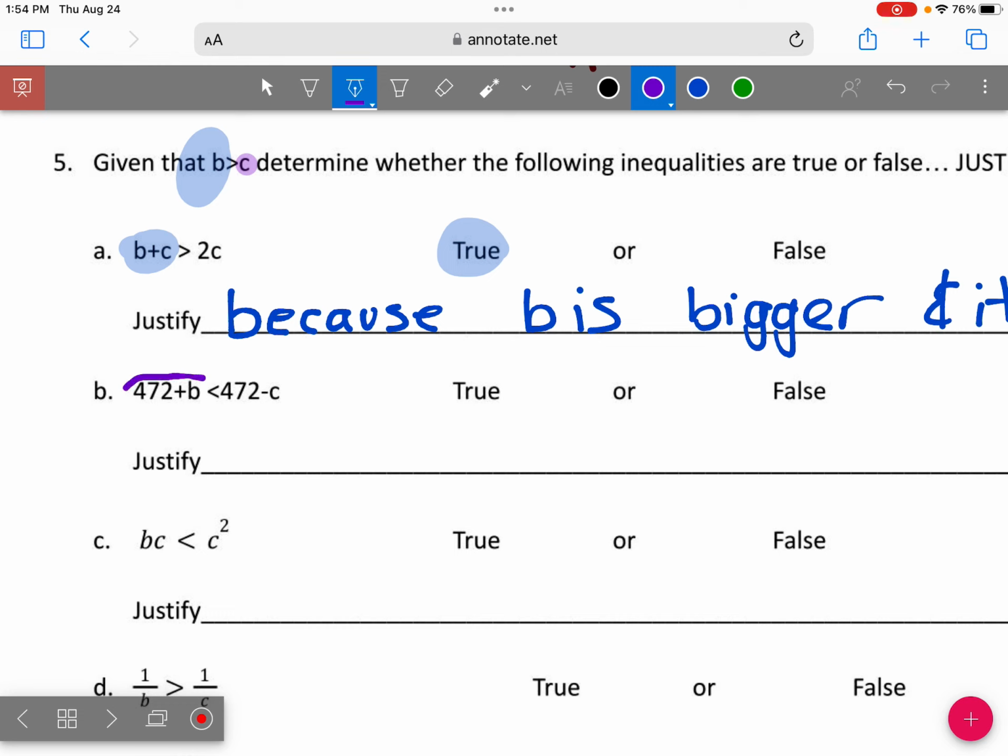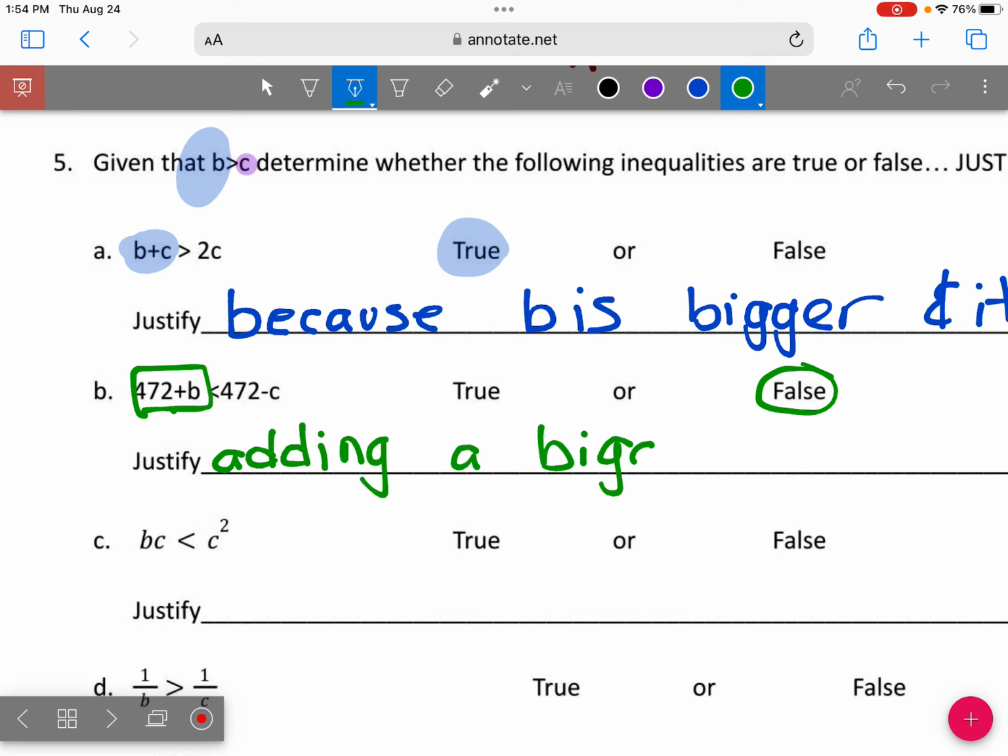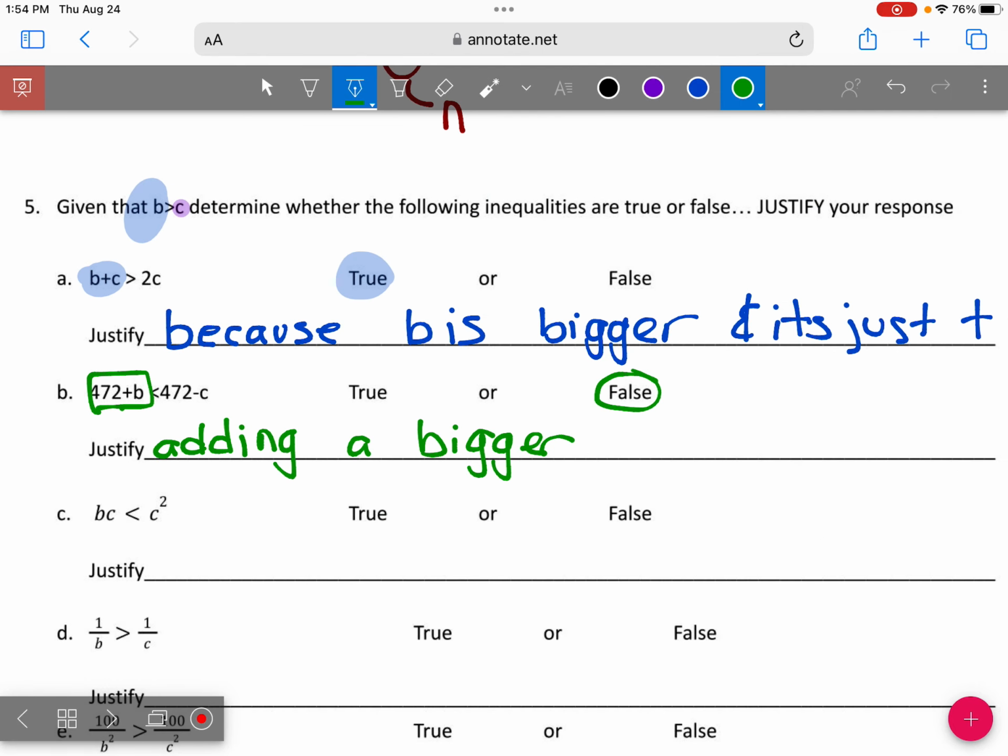I have 472 plus B versus 472 minus C. Which one's going to be bigger? The plus. This side's going to be bigger. So this one is actually false because they have the inequality facing the other direction. Because adding a bigger number is bigger than subtraction.